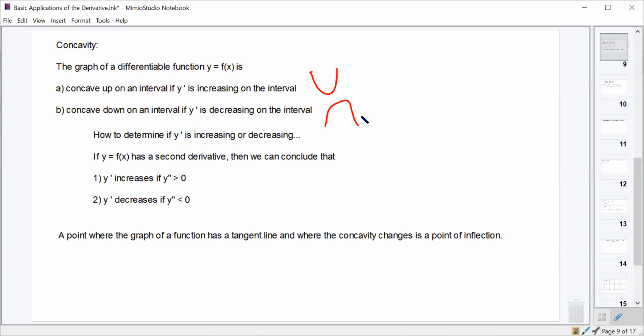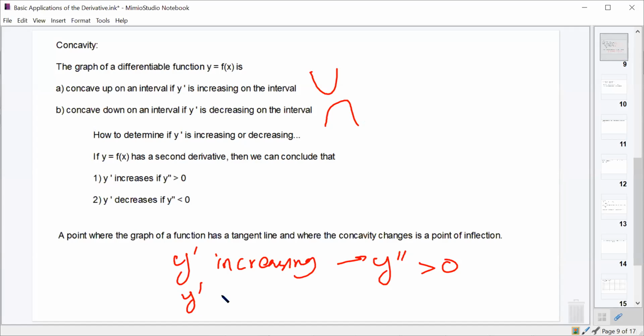And that should make sense, because if the derivative is increasing, so if y prime is increasing, that tells you that its derivative, y double prime, must be positive. And if y prime is decreasing, then that tells us that y double prime is negative. Its derivative is negative.